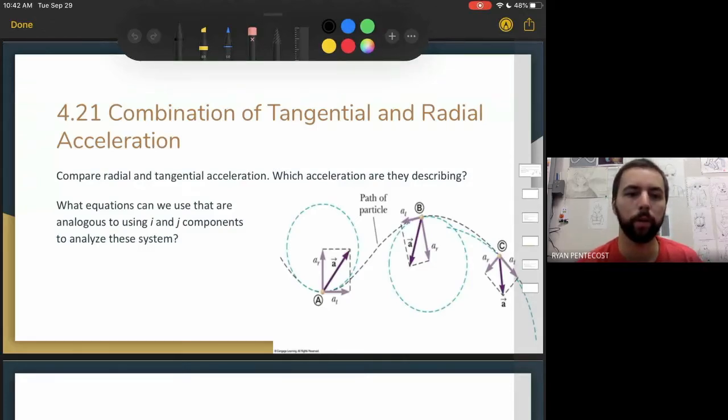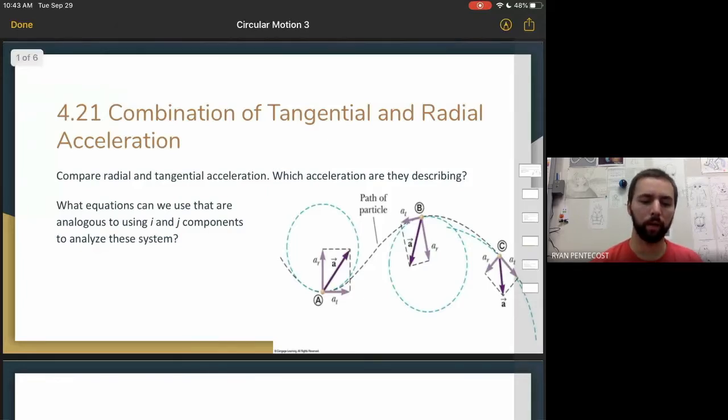Here we're going to talk about tangential acceleration and radial acceleration, because there are two components to these acceleration vectors that we haven't talked about before. So we're going to dive into what the acceleration is doing to cause circular motion. Let's look at this right here, a combination of tangential and radial acceleration.